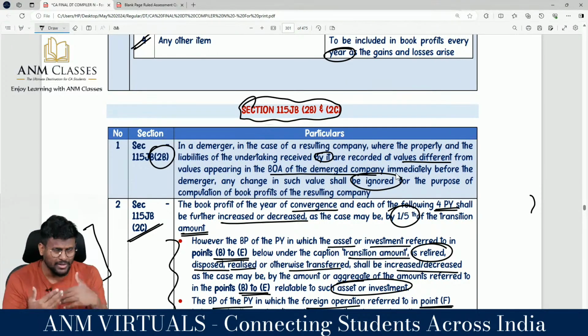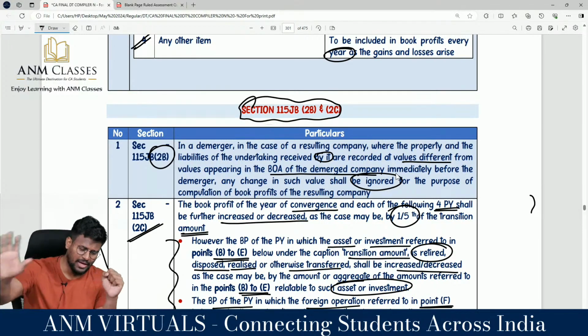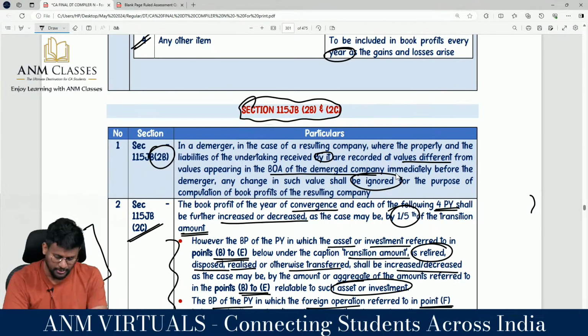So when you are calculating the MAT of the resulting company, sometimes they would have got assets and liabilities from the demerged company. They will not record them at the same book value. Automatically that item will be adjusted as either goodwill or capital reserve. So that profit or loss should not be taken into account for the purpose of computation of MAT. So this has to be excluded as per 115JB subsection 2B.